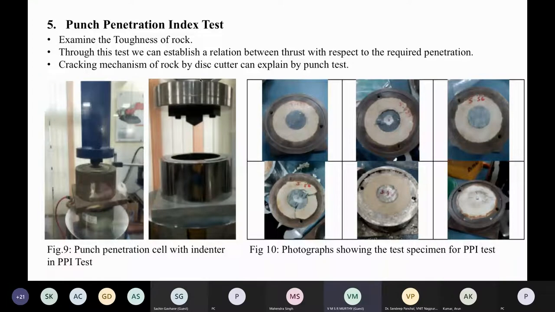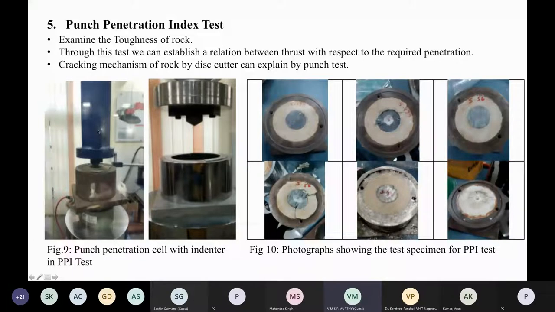So a suitable operating parameter selection can be done if you do this PPI test and know the brittleness index values. In this setup, we have also fabricated very recently.